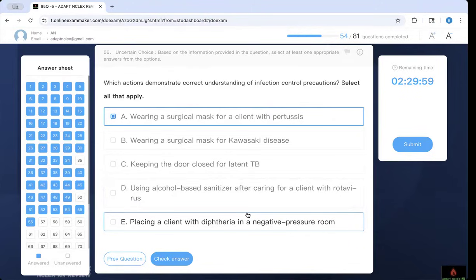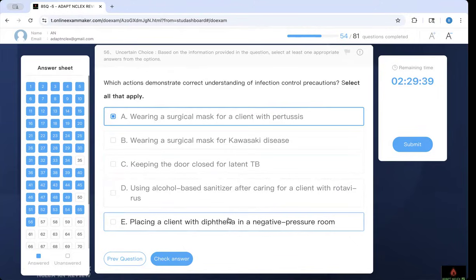Keeping the door closed for latent TB? Latent TB is a standard precaution. You don't need to keep the door closed. Using alcohol-based sanitizer after caring for a patient with rotavirus? You need to wash your hands with soap and water. And diphtheria does not need negative pressure because it's droplets.